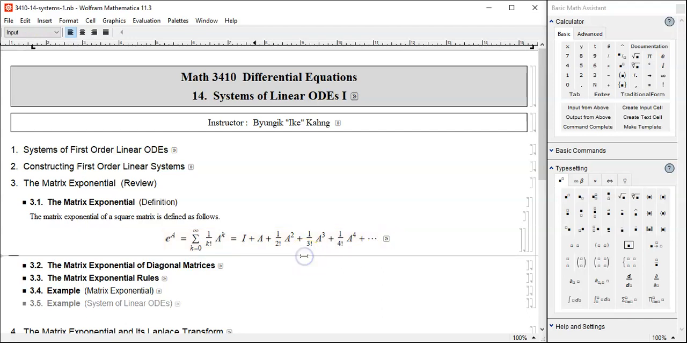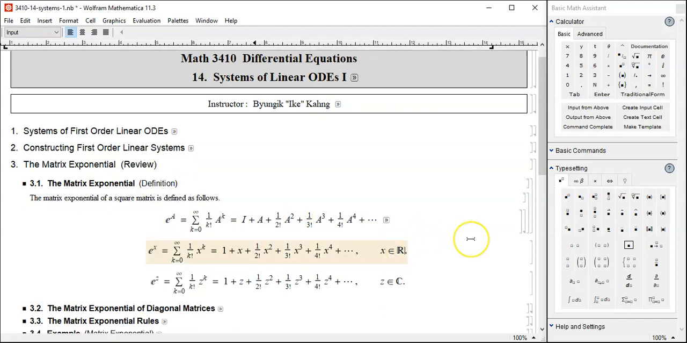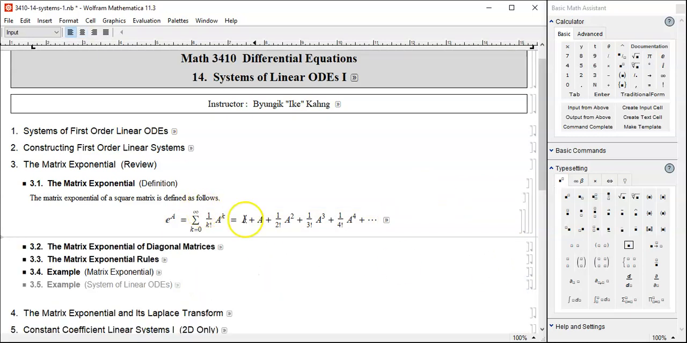Please compare this definition with the real number case, the real exponential function, given by the Taylor-Maclaurin series expansion. And this is an extension to a complex function. Replace x by z, a complex number, and that's the complex case. And replace x by a square matrix, then this is the matrix exponential. Because A is a square matrix, A squared, A cubed, A to the fourth power, all those are valid computations. So this is well defined.